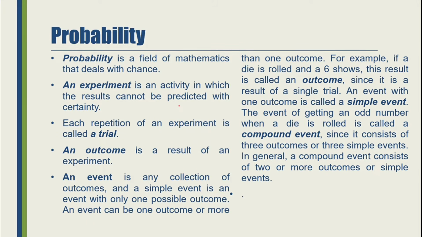The event of getting an odd number when a die is rolled is called a compound event, since it consists of three outcomes or three simple events. In general, a compound event consists of two or more outcomes or simple events. So those are the definitions about probability.